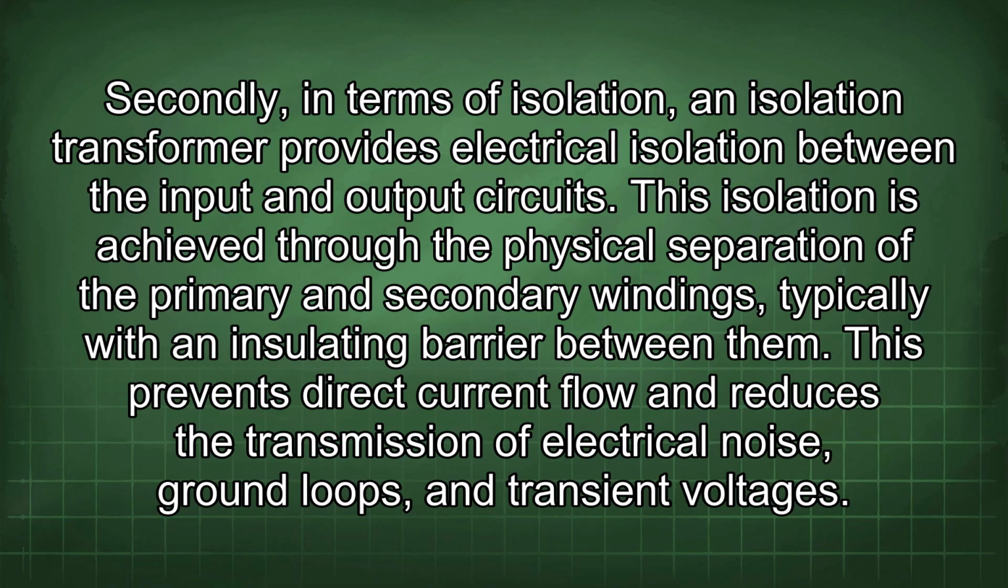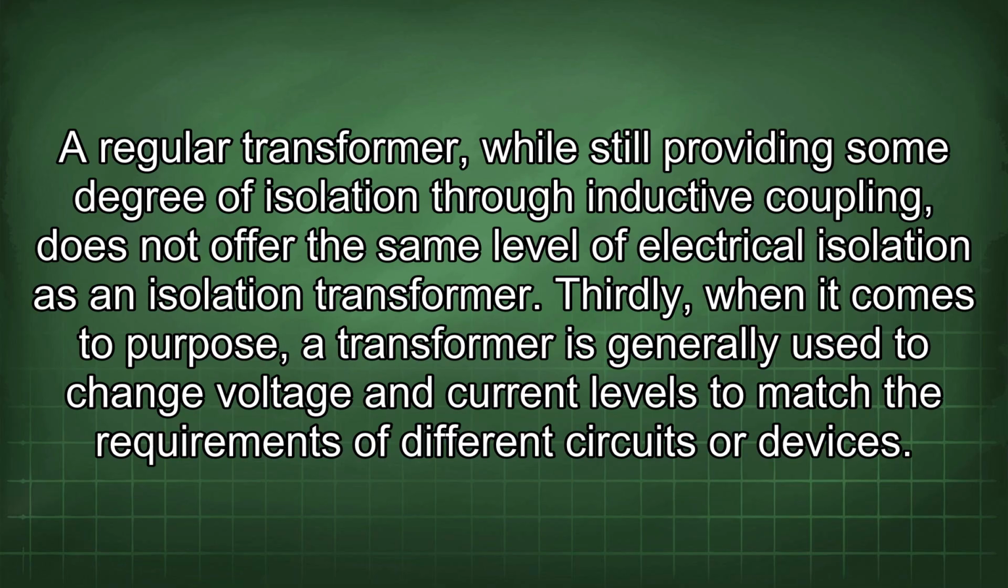Secondly, in terms of isolation, an isolation transformer provides electrical isolation between the input and output circuits. This isolation is achieved through the physical separation of the primary and secondary windings, typically with an insulating barrier between them. This prevents direct current flow and reduces the transmission of electrical noise, ground loops, and transient voltages. A regular transformer, while still providing some degree of isolation through inductive coupling, does not offer the same level of electrical isolation as an isolation transformer.